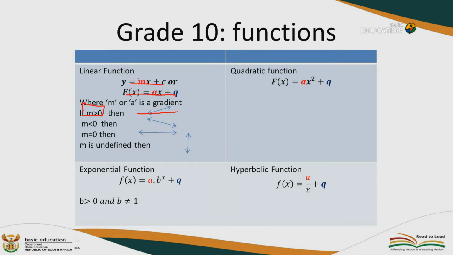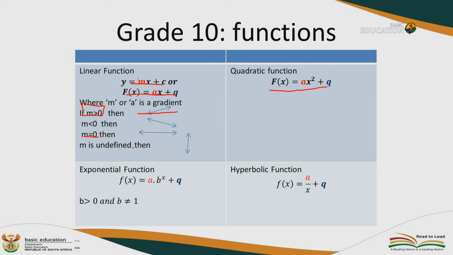Remember, when you look at the decreasing and increasing function, you read from left to the right-hand side. So if our gradient is equal to 0, then it means our linear graph will be parallel to the x-axis. And in case m is undefined, then it means our graph will be parallel to what? To the y-axis. So this is the standard form of a linear function we dealt with in grade 10.